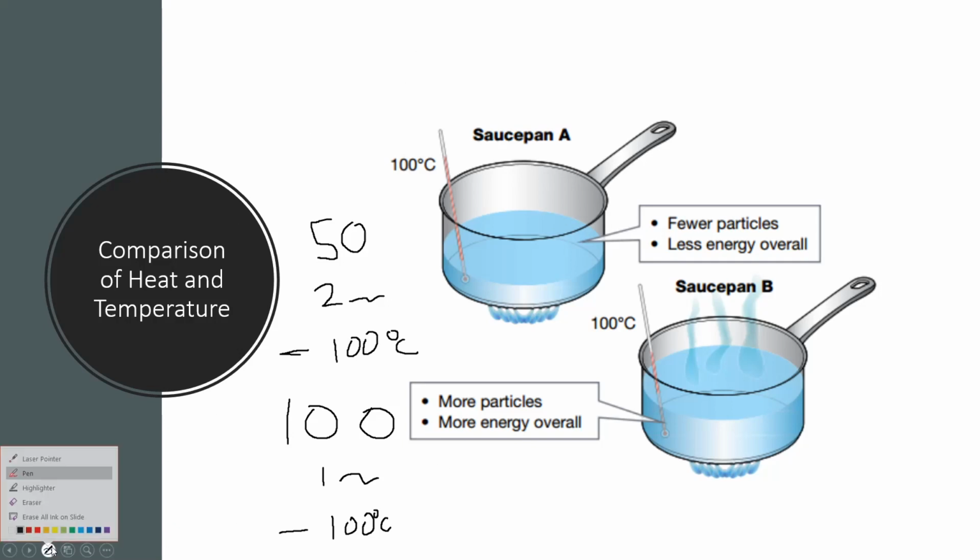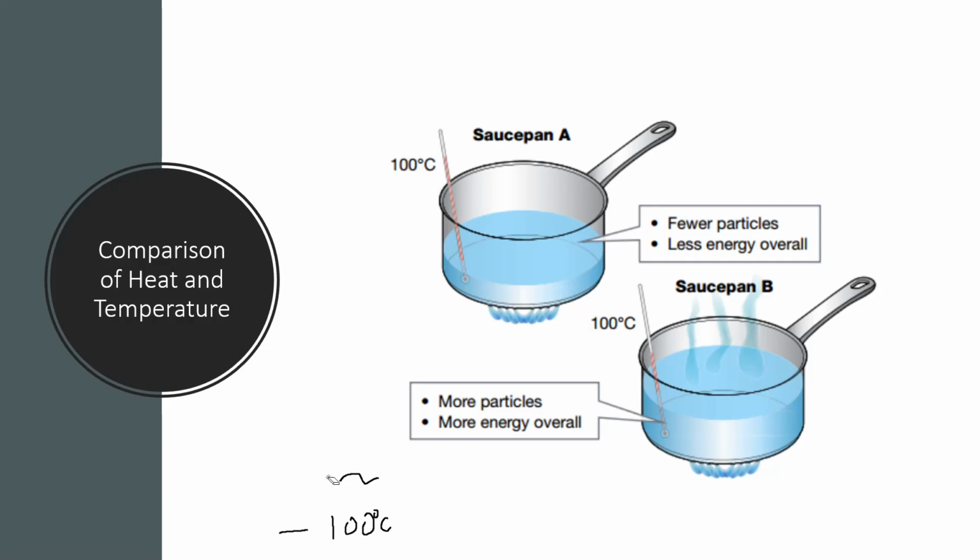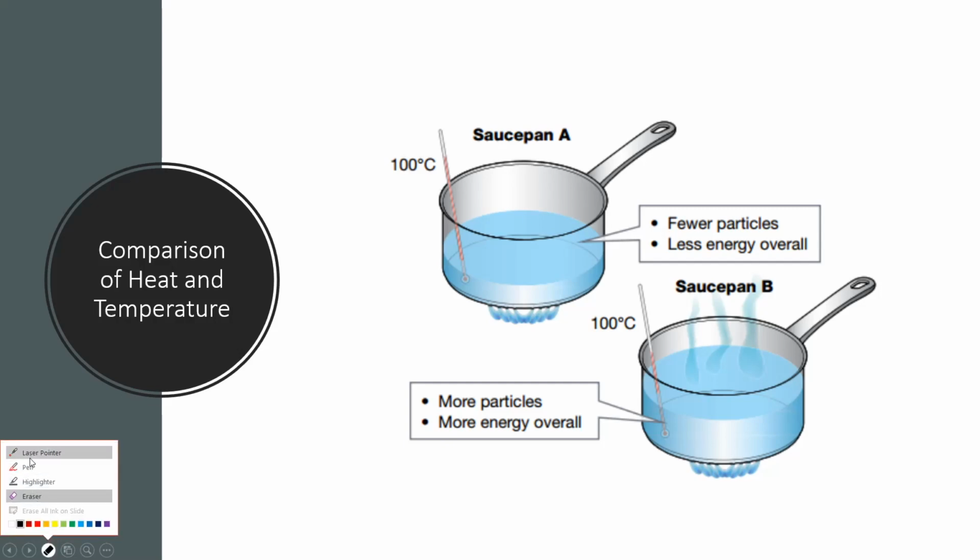Okay, you know what? We've lost it a little bit here. Let's just go back to the start. Each of these saucepans contains water that is currently at 100 degrees Celsius. So that means that every particle in here, and in here, has an average kinetic energy of 100 degrees Celsius.